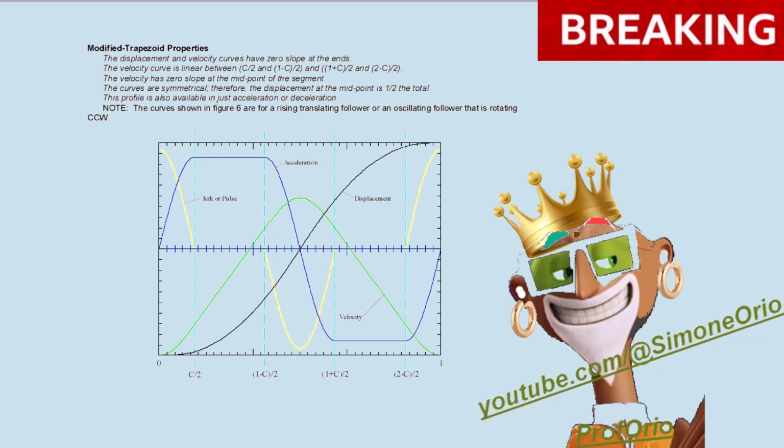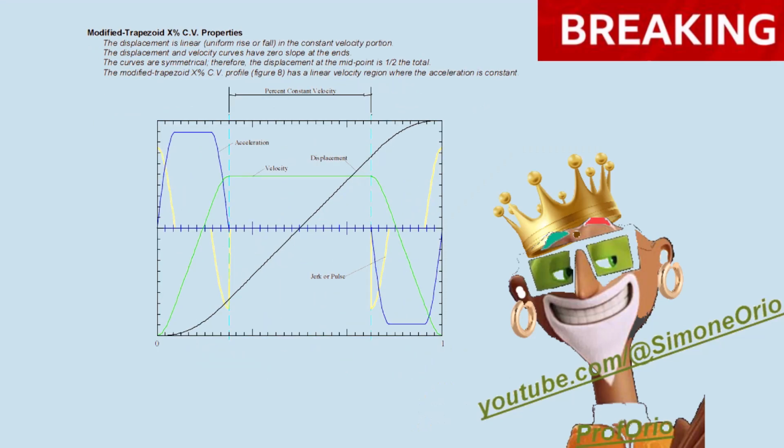The properties of this are, at the beginning and end of the velocity, we have a zero slope, and in the middle we have a zero slope. Also, for the displacement, we have a zero slope at beginning and end. And in the middle, where the constant acceleration is and constant deceleration is, we have a ramp for the velocity. Similar to the modified sine x% CV, we have a modified trapezoid x% CV, where you can specify a portion of the segment to be a constant velocity.